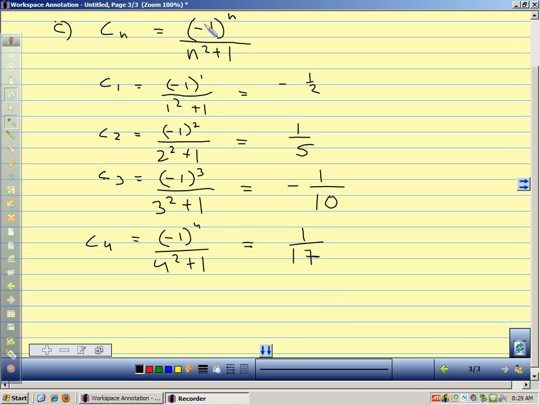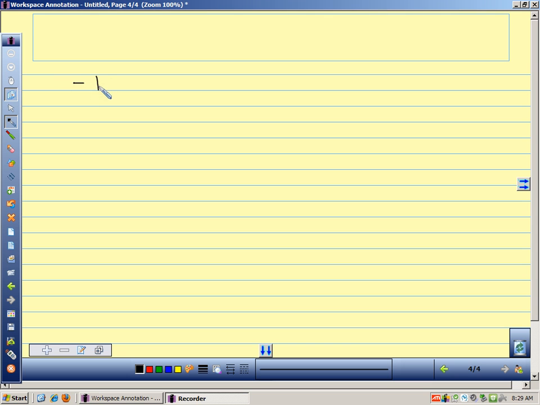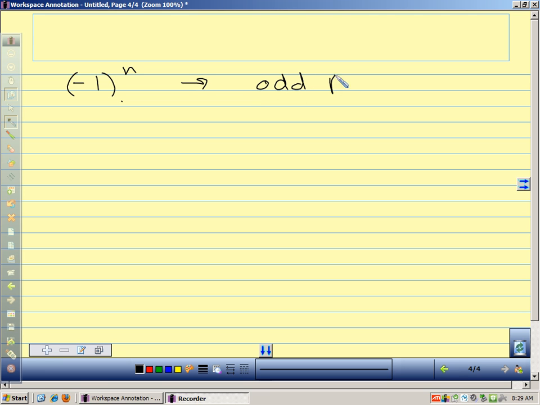So whenever we see a -1 to the n power, you know you're going to alternate signs. So let me write a little bit more about that, because that's going to be important when we're talking about sequences and series. So -1 to the n, if we have this as part of our sequence, odd powers are negative and even powers are positive.